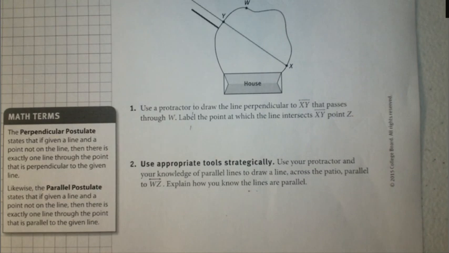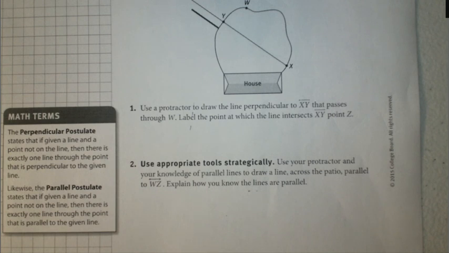Question number 1 says, use a protractor to draw the line perpendicular to line XY that passes through point W. Label the point at which the line intersects XY as point Z.